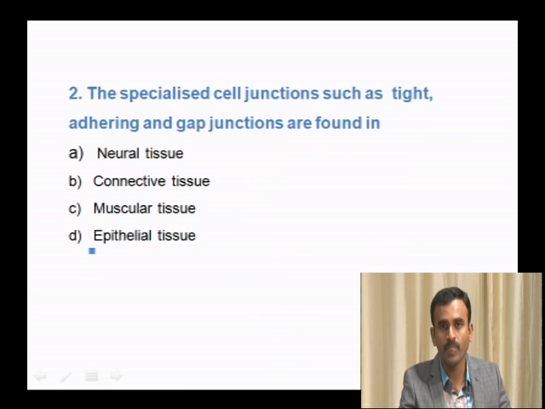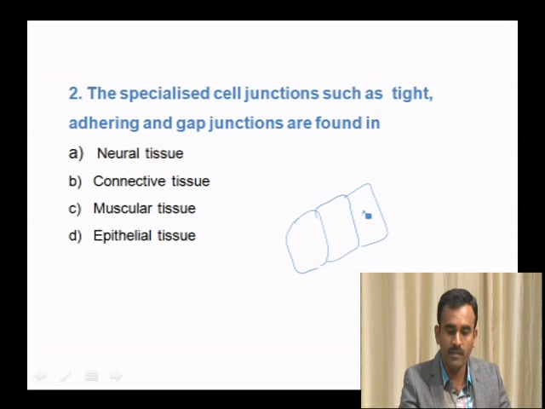Move on to the next question. The specialized cell junctions such as tight junctions, adhering junctions and gap junctions are found in. These junctions are proteinaceous connections present between the epithelial cells, which help in cell to cell communication. Such adhering, tight and gap junctions are present only in epithelial tissue, absent in neural, connective and muscular tissue. So the answer for this question is epithelial tissue.